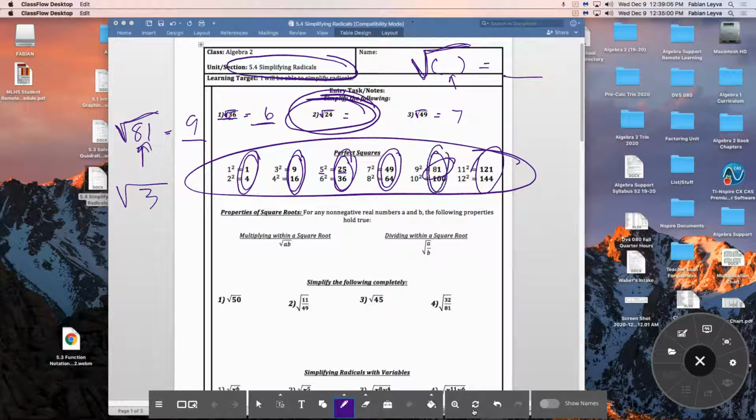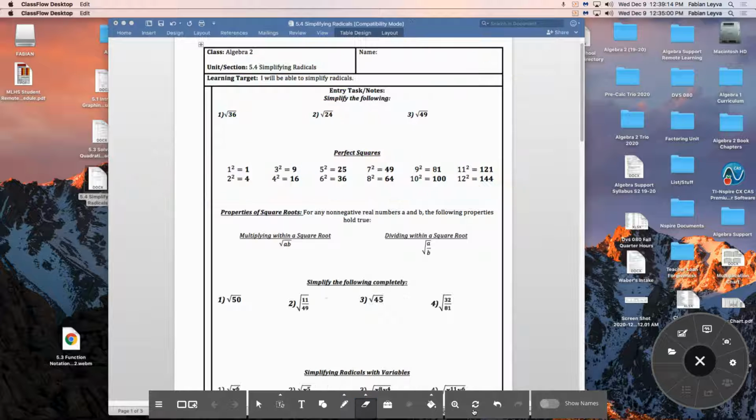And if you don't have them memorized, I would write down the 7 squared, because that helps you see what number times itself equals that number. So make sure you write those perfect squares. They're going to be super important for you when we are going through simplifying radicals.